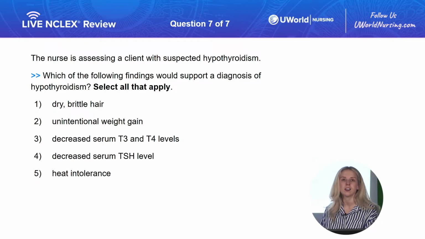The nurse is assessing a client with suspected hypothyroidism. So we're on the other end of the spectrum now. Which of the following findings would support a diagnosis of hypothyroidism? Select all that apply. 1 is dry and brittle hair. 2 is unintentional weight gain. 3 is decreased serum T3 and T4 levels. Those are our thyroid hormones. 4 is decreased serum TSH. And lastly, 5 would be heat intolerance. So think about everything we talked about with hyper and think of the opposite. And for the most part, that's going to guide you pretty well for hypothyroid.